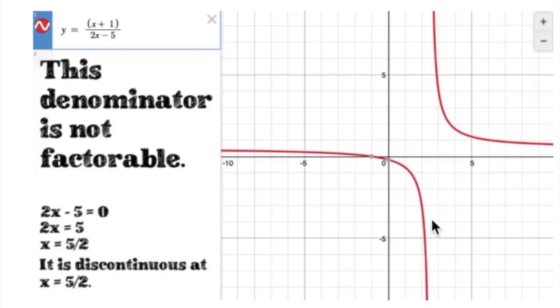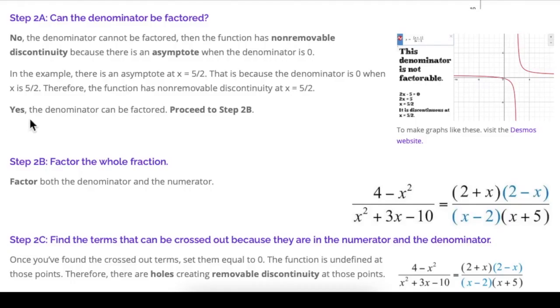And if you notice, 5 halves is 2.5, so you can see that there's an asymptote at 2.5. Now let's say the denominator is factorable, then that means you need to go to step 2b, which is factor both the denominator and the numerator. So here we have an equation, the bottom can be factored, so we'll go ahead and factor it out.